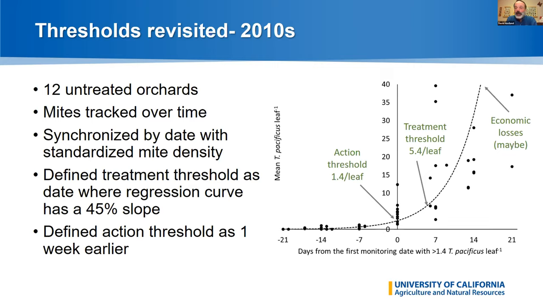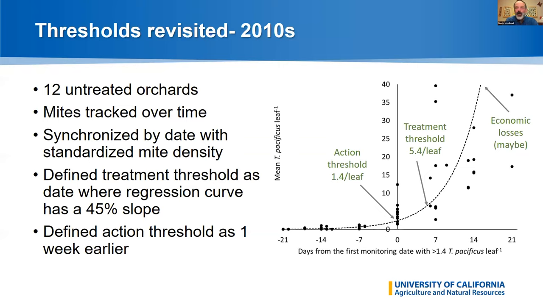So we actually revisited this topic with 12 untreated orchards over time. We tracked the mites and took all the data from those. We had a way to synchronize the data, since the mites don't have this exponential growth on the same calendar day every year. So we synchronized all these curves, put them together, and decided at what point the curve reaches a 45 degree angle. So when does that slow growth phase turn into that exponential phase, if you want to call it that? Those aren't technically correct terms, but I think you can follow me. When does the curve start going from sideways to up? That's a threshold. That's when you need the mites to be treated.